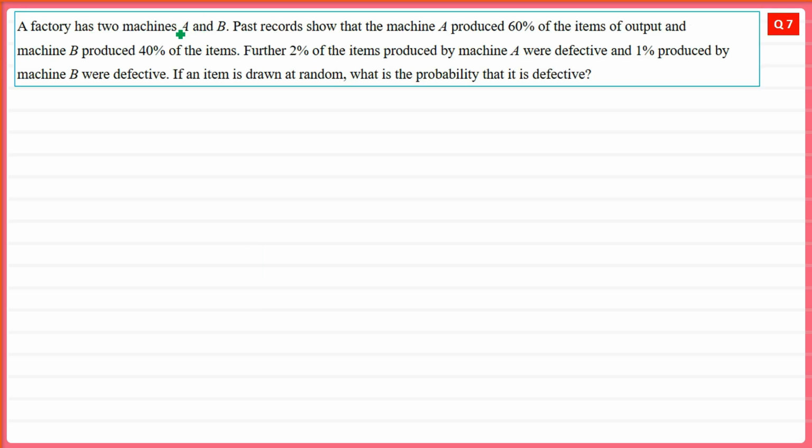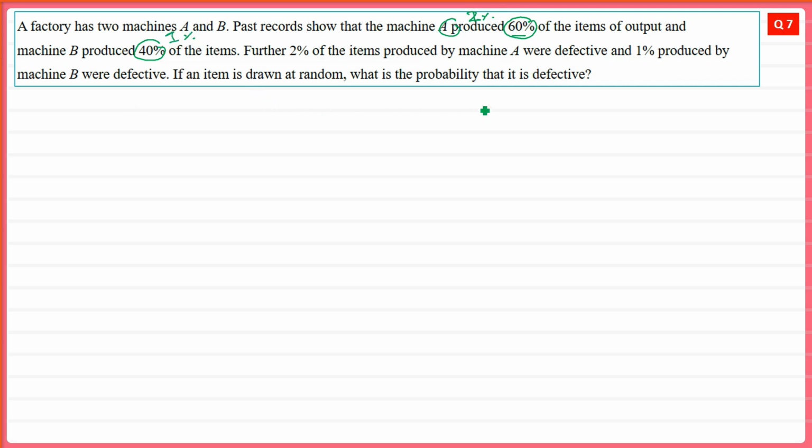A factory has two machines, A and B. Past records show that machine A produced 60% of the items of output and machine B produces 40% of the items. Now A produces 60. So if we are talking about 100, 60 comes from machine A and 40 comes from machine B. For the 2% of the items produced by machine A were defective and 1% produced by machine B were defective. So 1 out of this 100 is defective. Sorry, for A it is 2 and for B it's 1%.